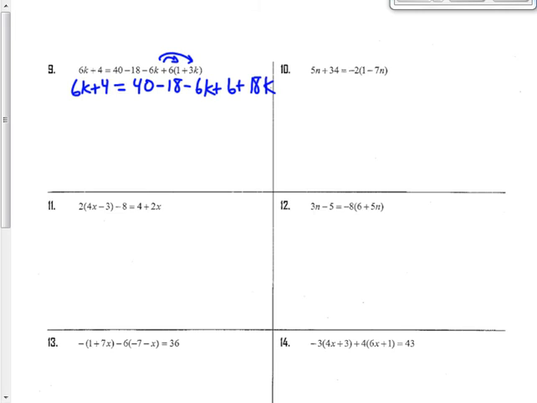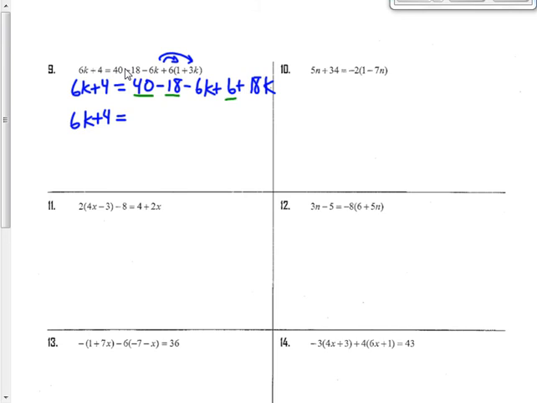So now I've got a bunch of things on the right-hand side of the equal sign here that are like terms. I've got 40 minus 18 and plus 6. Those are all like terms. And so I've got, on the left, nothing is like terms, so I'm going to have just 6k plus 4. On the right, though, I've got that 40 minus 18, which is 22.